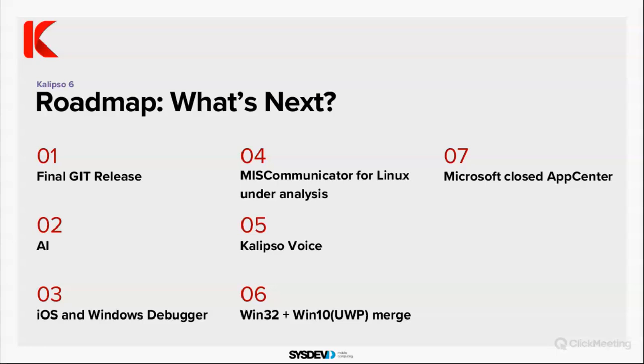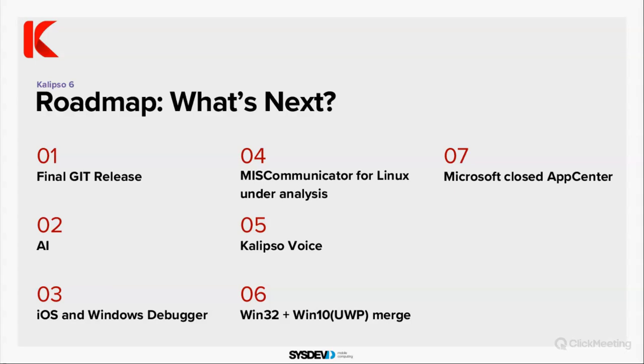Okay. So we're working in artificial intelligence. This is not the only thing, we'll have more things, okay? We also want to work on iOS and Windows debugger. So what you saw is for Android, okay? The debugger is for Android, and we are going to do the same for iOS and for Windows, okay? Something that we are analyzing is having a MAS communicator version for Linux, okay? We're looking into this for some time now, and we are checking if this is something that we can do.